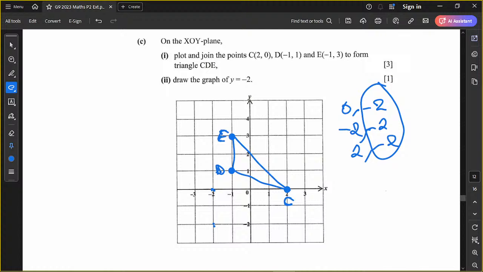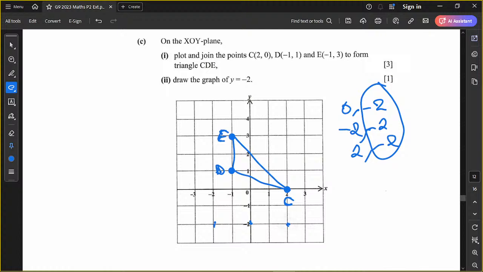Sorry, I was considering x, not y. So on y, the first point is (0, -2). That means the point is going to be here. This is the y-axis, the one which is running up and going downwards. Then (-2, -2), the point is going to be here. Then (2, -2), that means the point is going to be here.